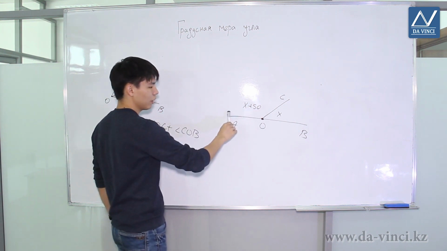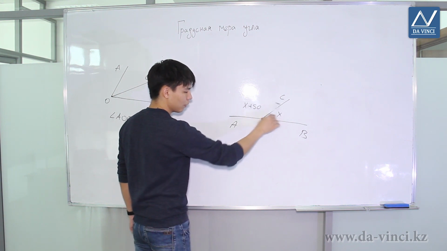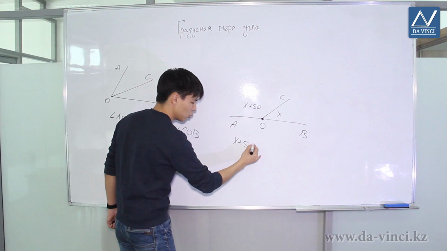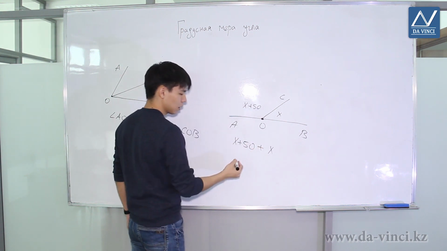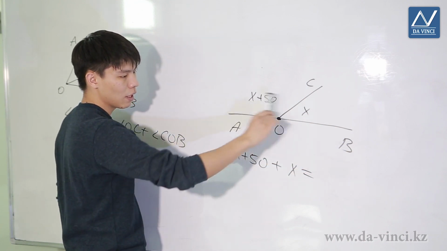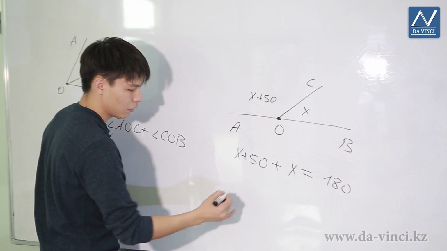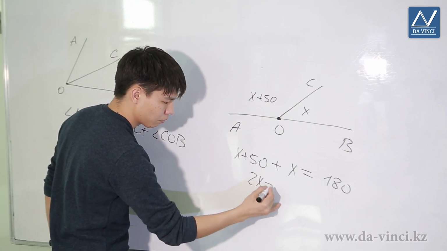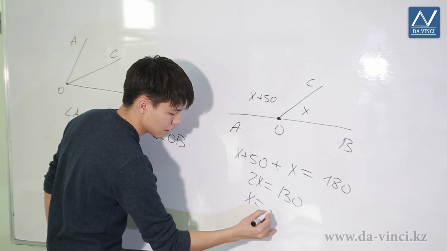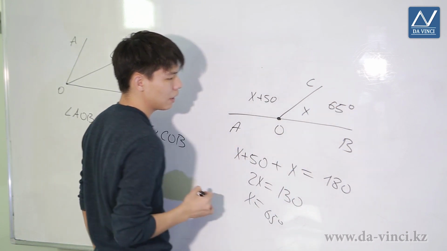And now, how can we find the angles AOC and COB? We are aware that the total of these two angles gives us angle AOB. That is, the sum of x plus 50 and x is equal to the degree measure of angle AOB. But the angle AOB is straight, so it is 180. The equation remains to be solved. x plus x plus 50 equals 180, so x is 65. X is 65, so the smaller angle is 65 degrees and the larger angle is 115 degrees.